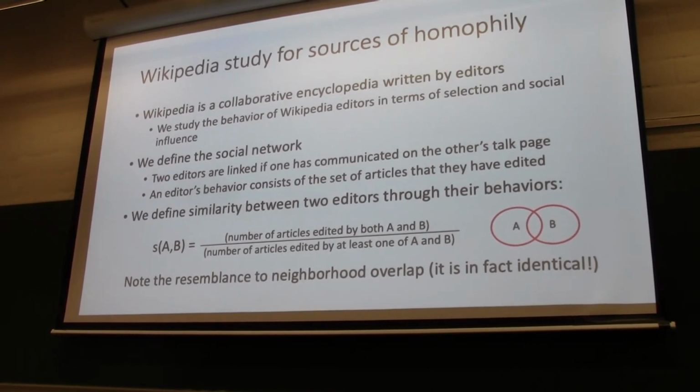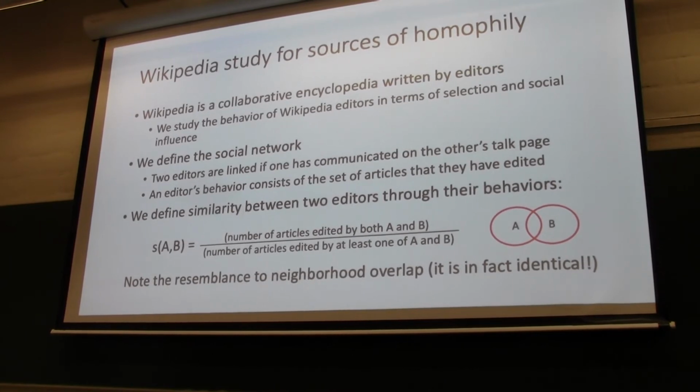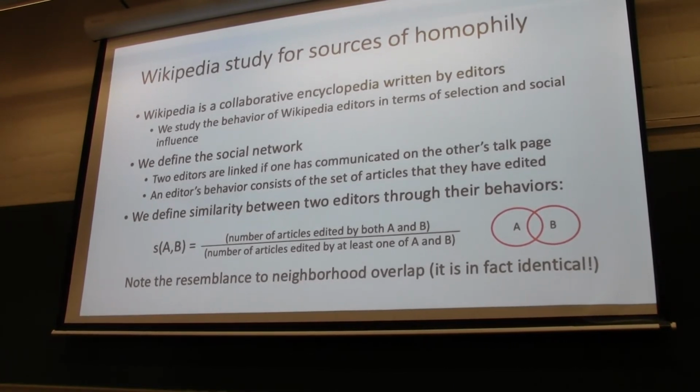This one is on Wikipedia again. So let me recall a little bit what Wikipedia is. It's a collaborative encyclopedia written by editors. Anyone can become an editor. You can join, but then you're in a community of editors, and the editors have protocols for how they work together. We're going to study the behavior of these Wikipedia editors, in terms of selection and social influence.